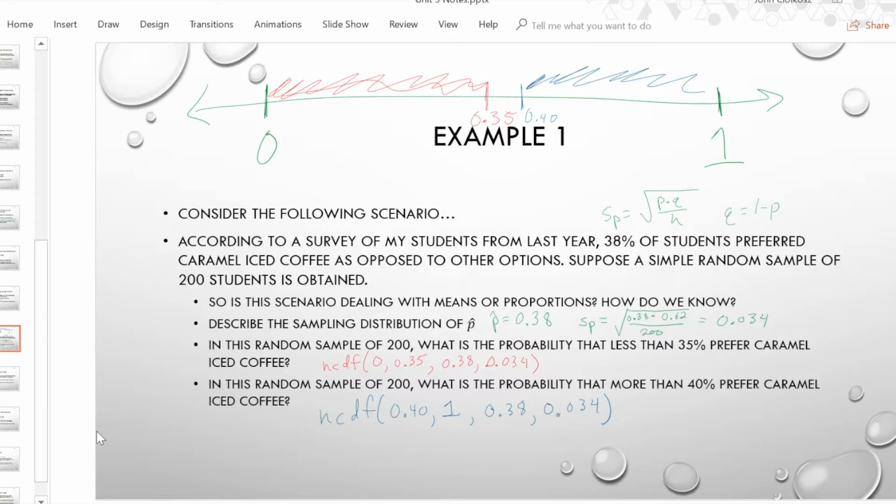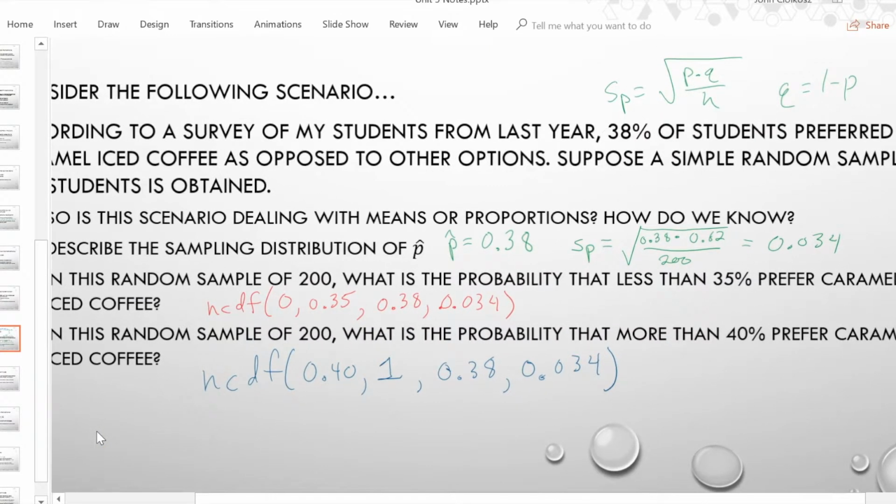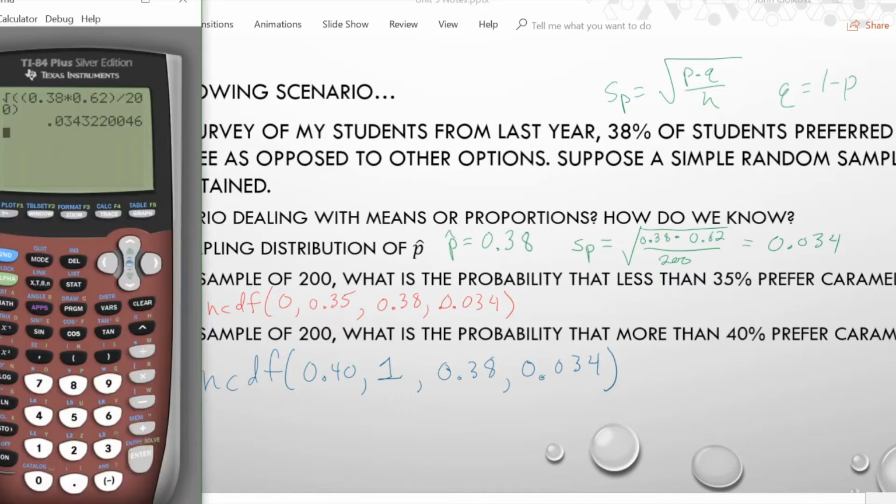Okay, so let's go ahead now and solve these. So I'm going to start with the calculator. Again, that's just more of a typical college methodology for how professors will expect you to solve these. So my normal CDF, and then I'm going to type 0, 0.35, 38.